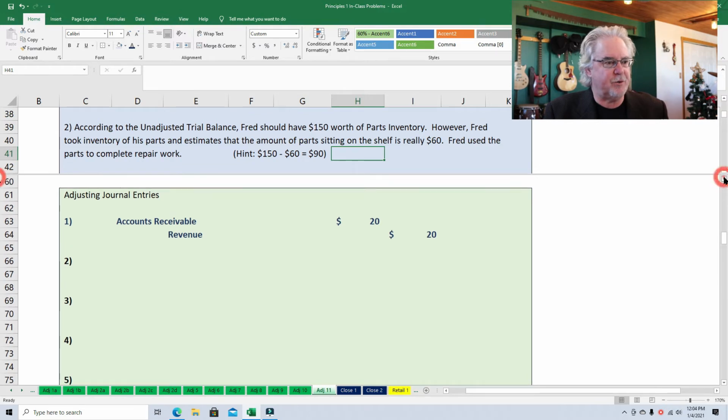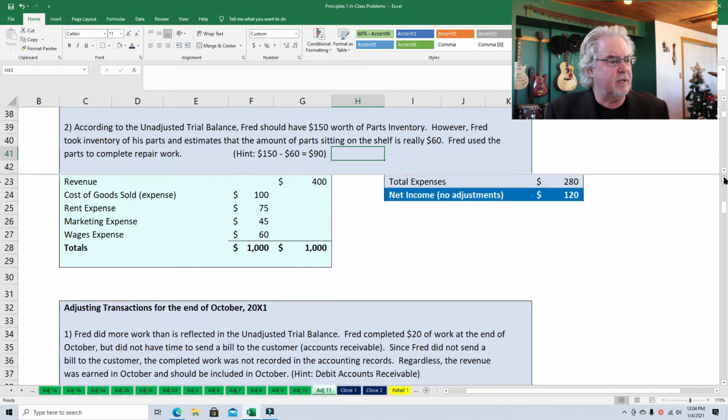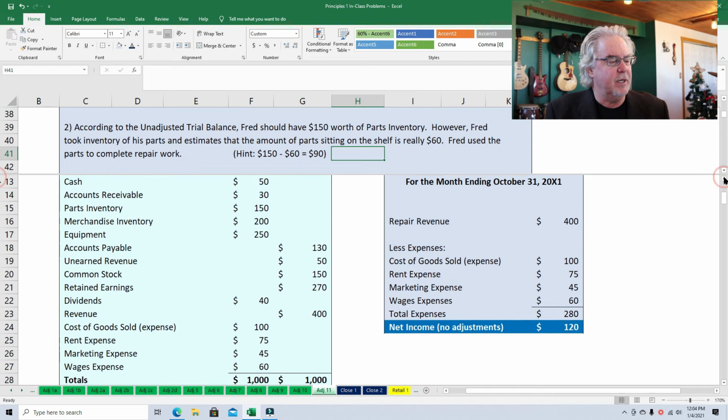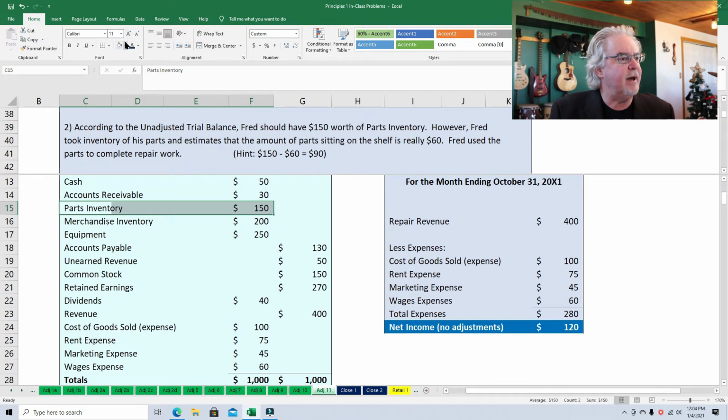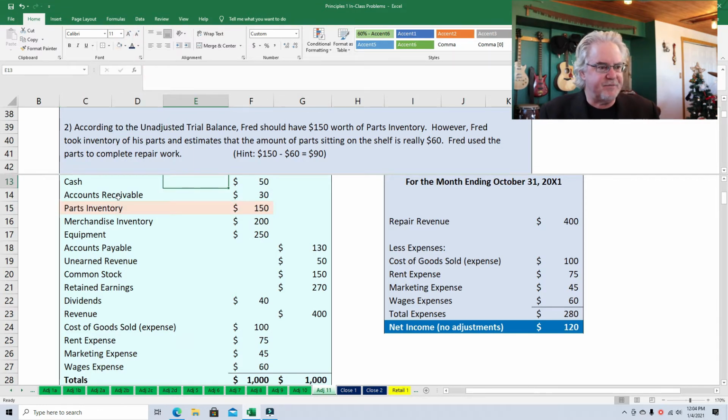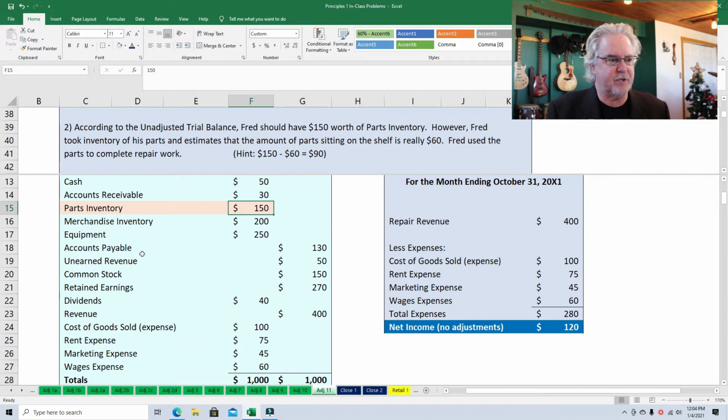So going back up to our trial balance. Here we go. Here's our trial balance. So here's this parts inventory, folks, right here. I'm going to highlight it just so it stands out a little bit. There we go. So parts inventory, the account says $150, but Fred counted the inventory and said, hey, I don't have $150 worth of parts. I only have 60. So he used up the parts. He used up $90 because 150 minus 60 is 90. So he used up 90, he's got 60 left sitting on the shelf.